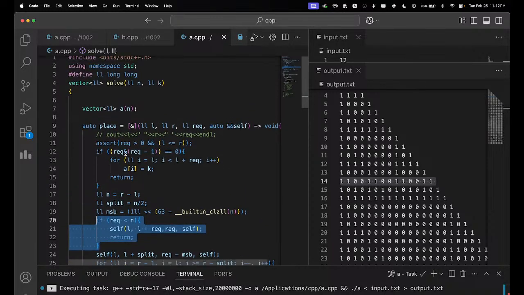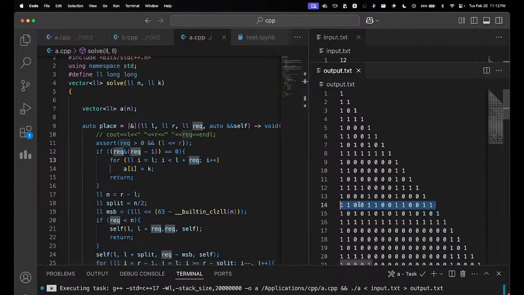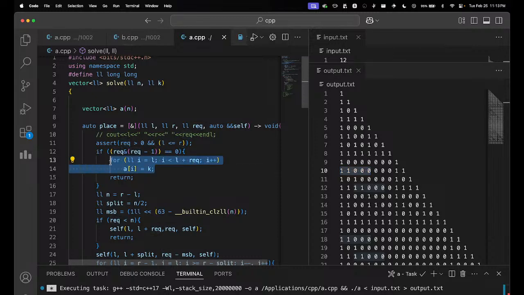If it is a power of 2, I just fill that entire L to R. Okay, and not R, required, because for example I need to fill a 2 over here. So I don't fill this entire part, I just fill the required part. So I just go to required. That is the main observation.